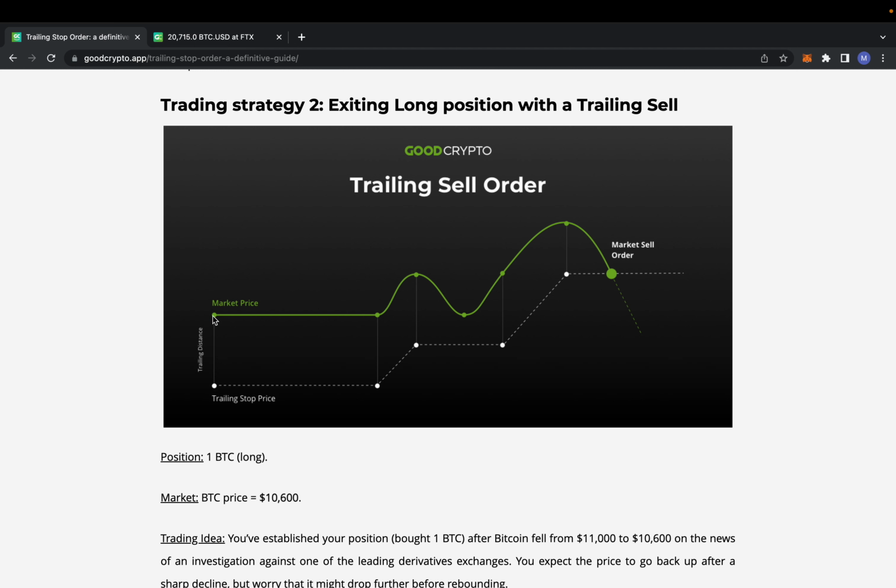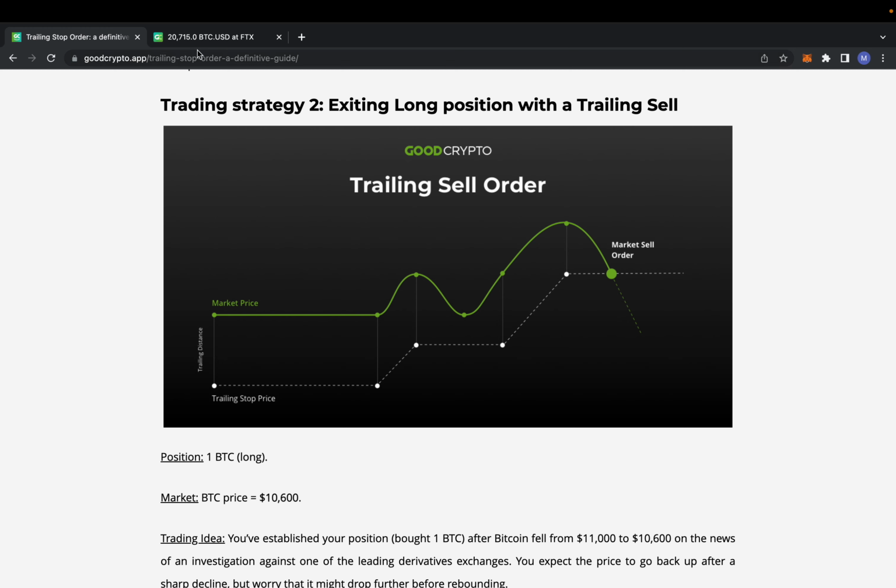You could have sold here with the market order at this price. By sending a trailing sell order, you improved your sell price to here, right? So you got this much of improvement in the market price. So that's pretty much how the trailing buy and trailing sell orders work.